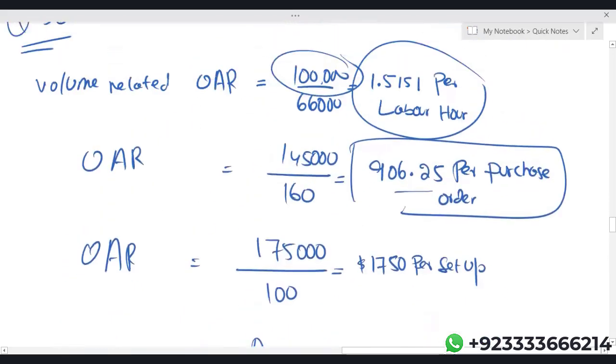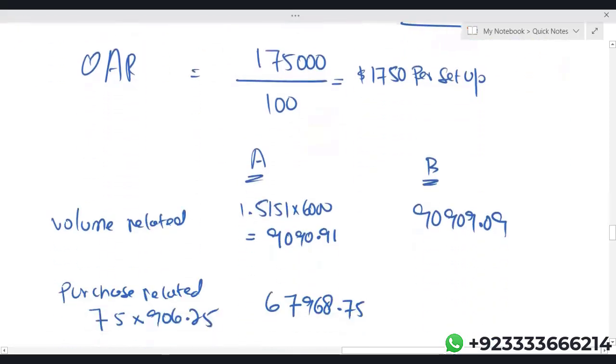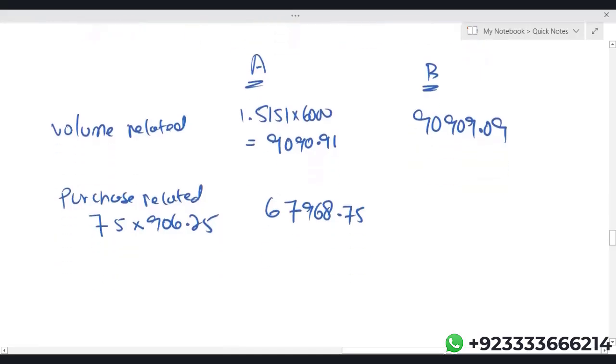We know the total cost is 145. From 1,45,000, if I deduct 67,968.75, I'll get how much purchase order overhead belongs to beta. That is 77,031.25. Now, setup cost belongs to alpha.